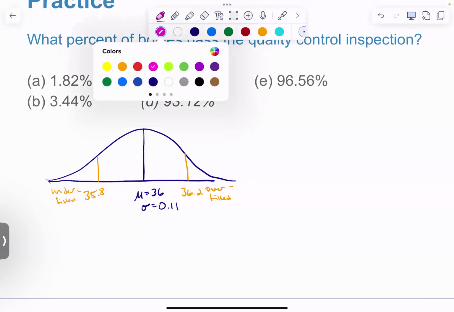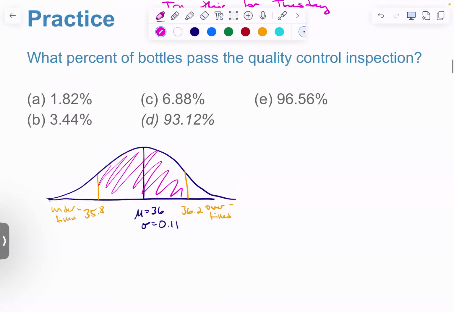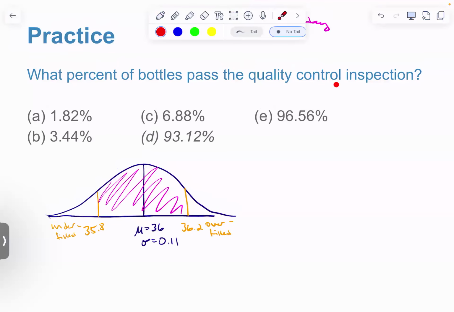Which means, I'll shade it just this once. This area is going to be the probability of passing the quality control inspection, which is the same as the percentage. All those P's mean the same thing. So we want to find this area between these two values. We have to get a little bit creative, and there's lots of ways that you can do it, remembering that the total area is 1.